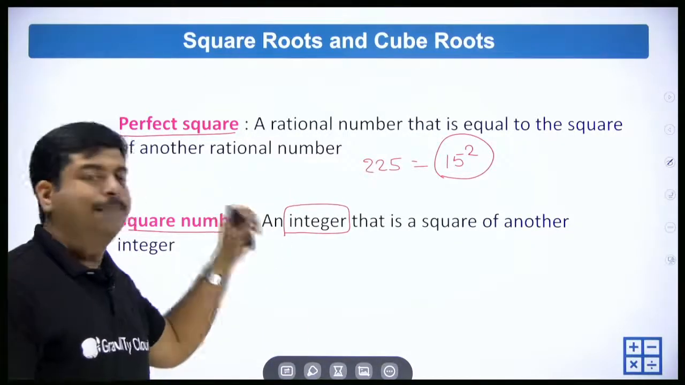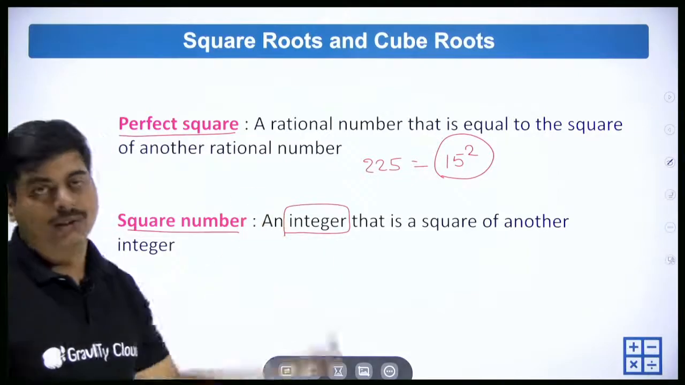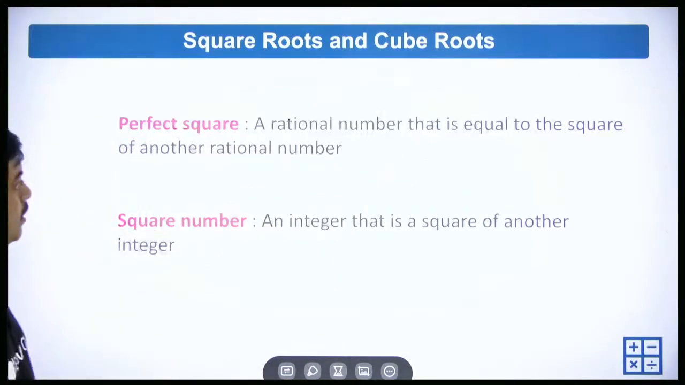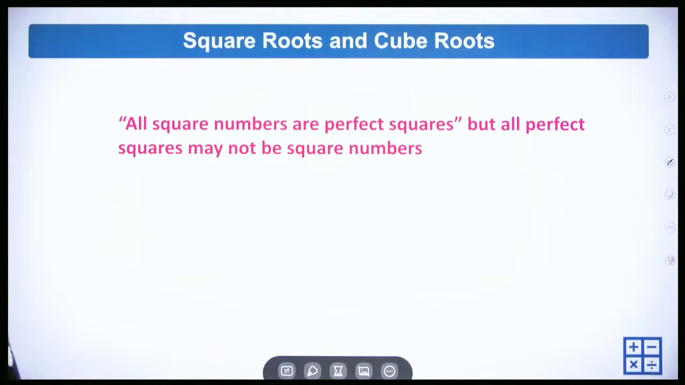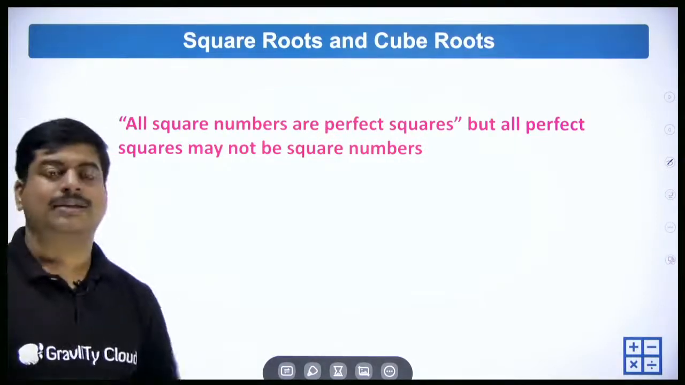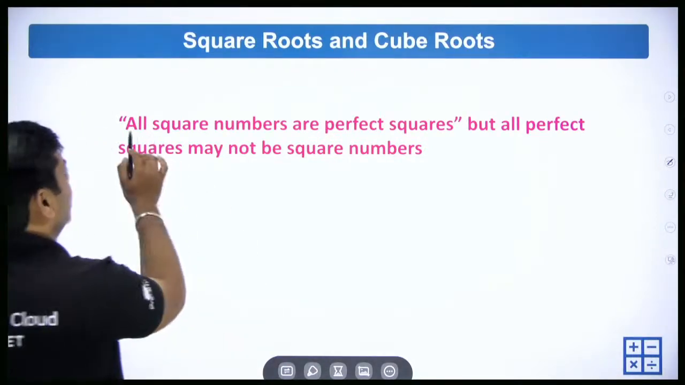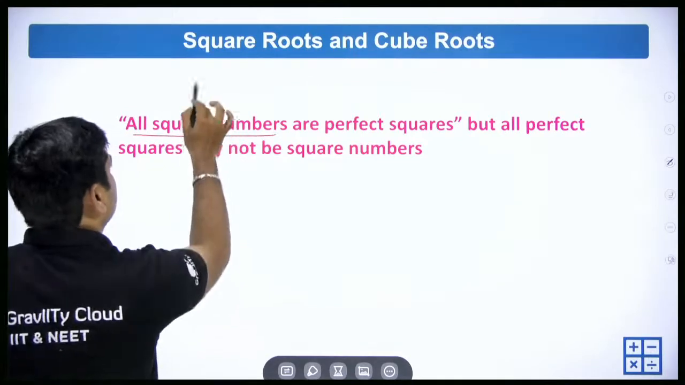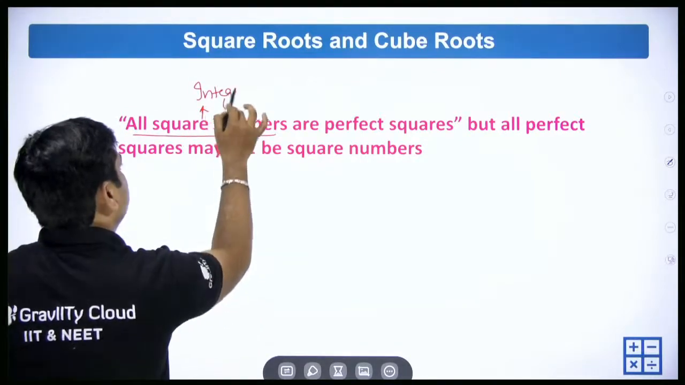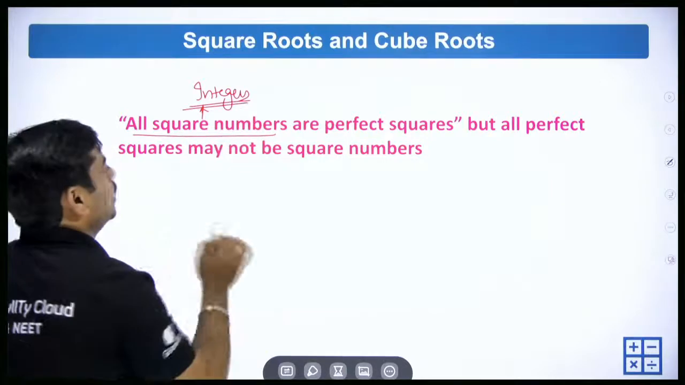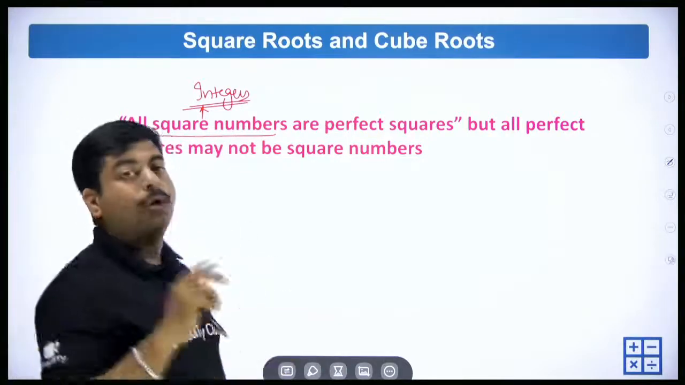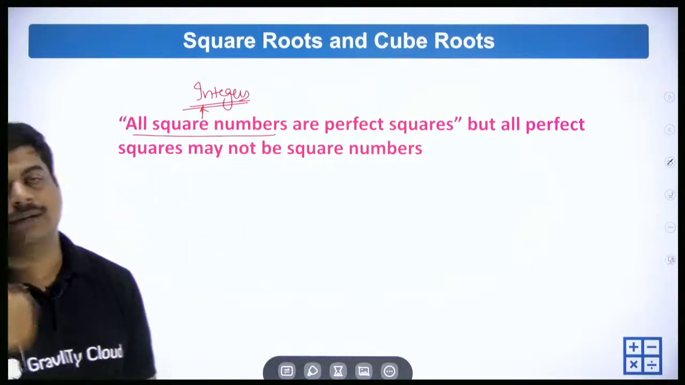Square number is perfectly with integers only. Okay. Next. All square numbers are perfect numbers. Yes, that's correct. All the square numbers means integers. Square numbers means all integers. Okay. So all square numbers are perfect squares, but all perfect squares are not square numbers.